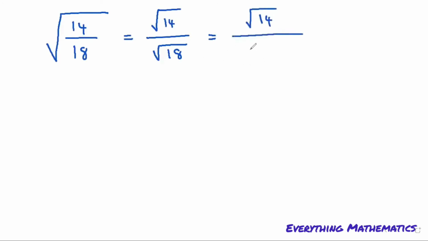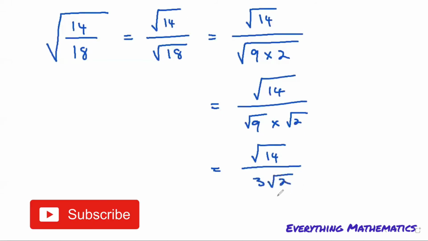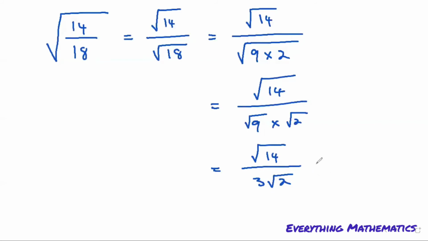On the bottom, on the other hand, 18 is the same as 9 times 2. So ultimately, we have root 14 all over root 9 times root 2. So this is the same as root 14 divided by 3 root 2. And for now, we will stop at this point. This will be the end for this one.